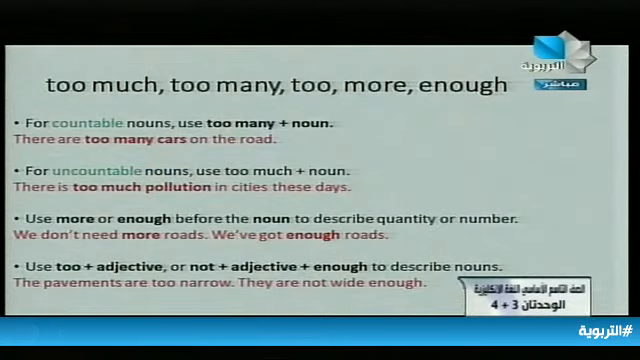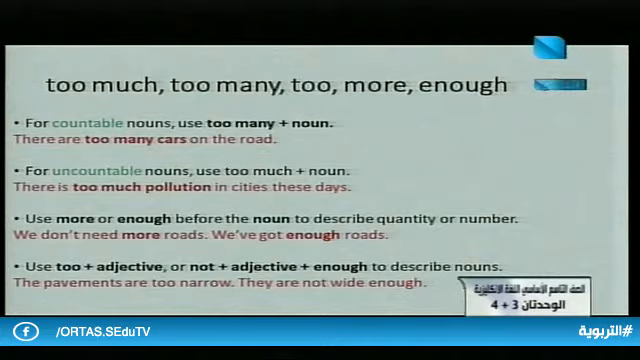We don't need more cars. No more is requested. We've got enough roads. Both come before the noun: enough roads and more cars. Now, too can be alone when it's followed by an adjective, to describe a noun, exactly.